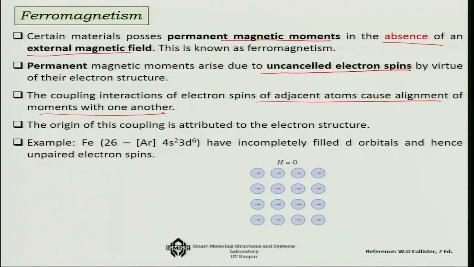So, not only do they have magnetic moments, but even with H equal to 0, they are approximately aligned with each other. That is the beauty of such material. The origin of this coupling is attributed to the electron structure. We will talk about it in this particular series. Iron, for example, has incompletely filled d orbitals, and hence it has unpaired electron spins. So, this is one such material which shows the ferromagnetic effect.